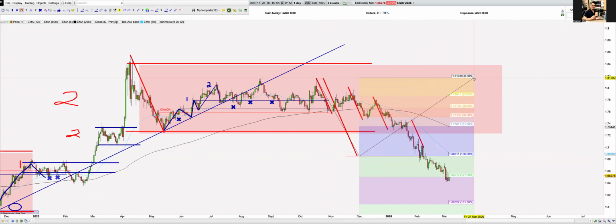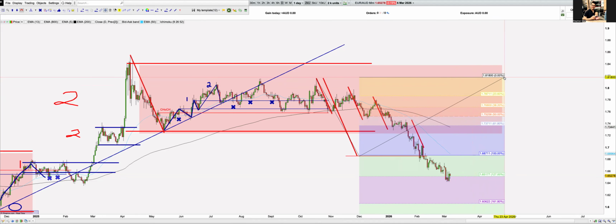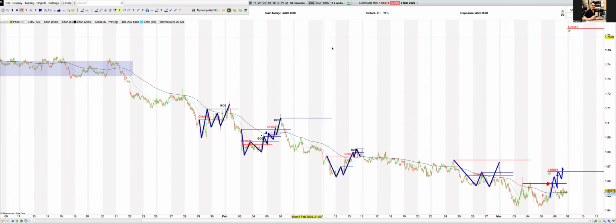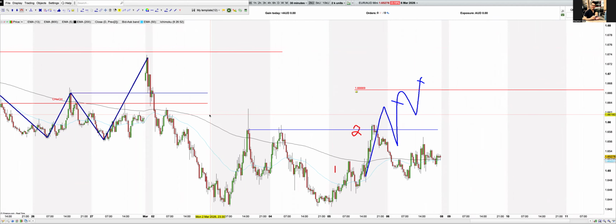Here's the extension. And you can see that the extension is at the 127 at the moment. If I can make it a bit bigger, you can actually see that we're testing this level. It seems to be important so far. Zooming in up close so we can see what's going on. Again, we're seeing the W structure.